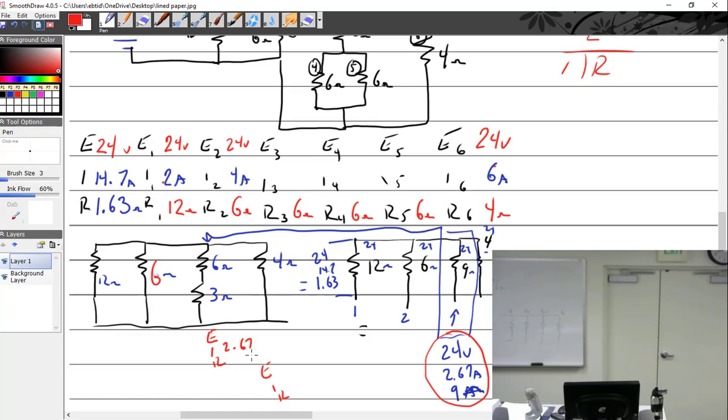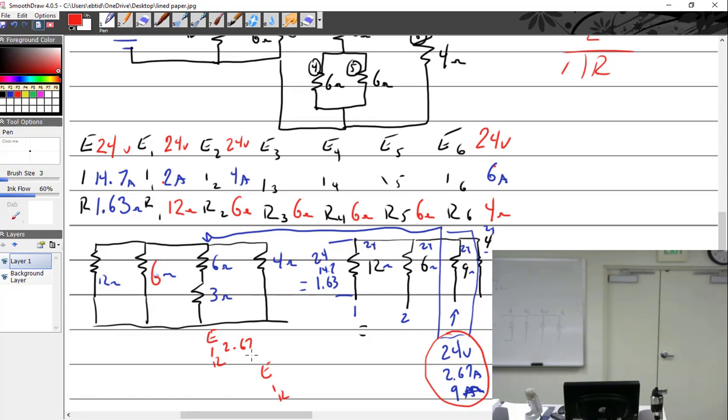So I got 3 ohms and I got 6 ohms. Well, how do I figure out the total of these two? They're in series, so you add them together. So the total is what? 9 ohms. And this one is 24 volts and 4 ohms. Cool.